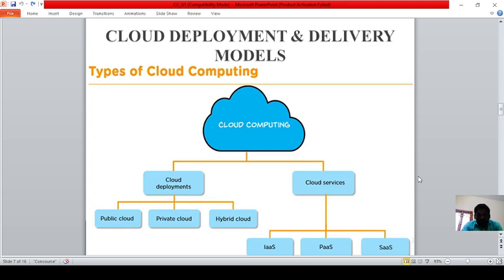So those are cloud deployment models. The first one, public cloud, and then private cloud, and then hybrid cloud. Another thing is how we are using the services, what type of services we need to access from the cloud provider. There are cloud services: infrastructure as a service, platform as a service, and then software as a service. Okay, so we will discuss them one by one.